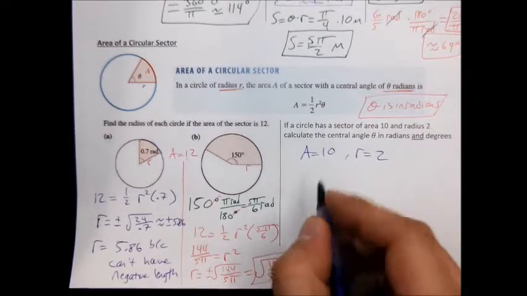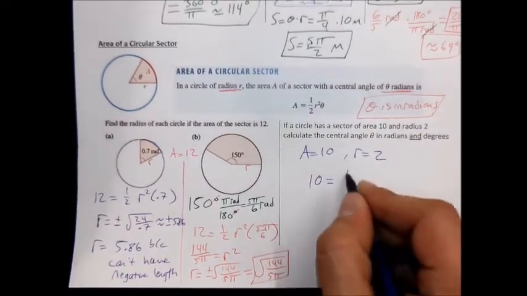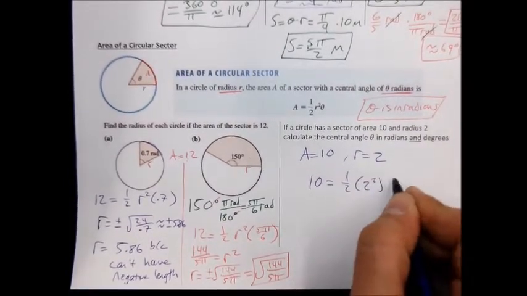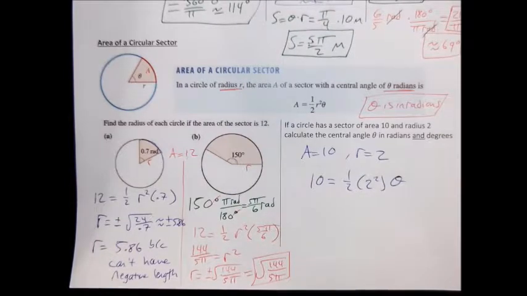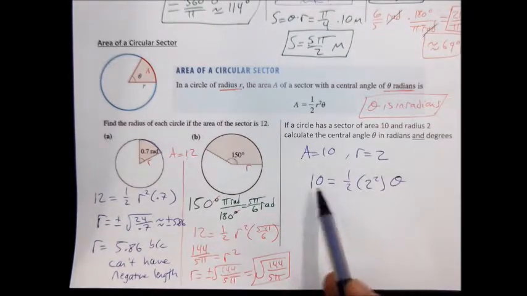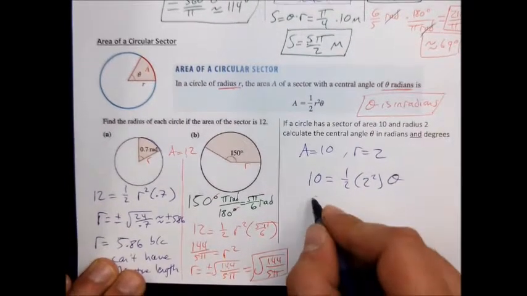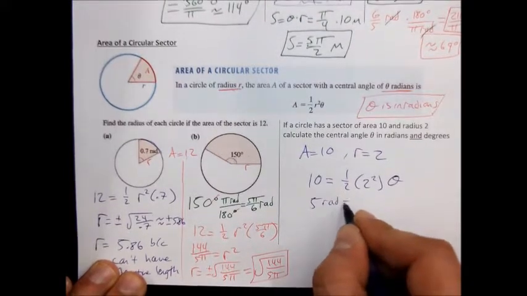Anywho, let's look at this one. So we plug these in, we get 10 equals 1/2 times 2 squared theta. And when we go ahead and solve that one, we get 20, and then we divide by 4, and so we'll get 5 radians equals theta.